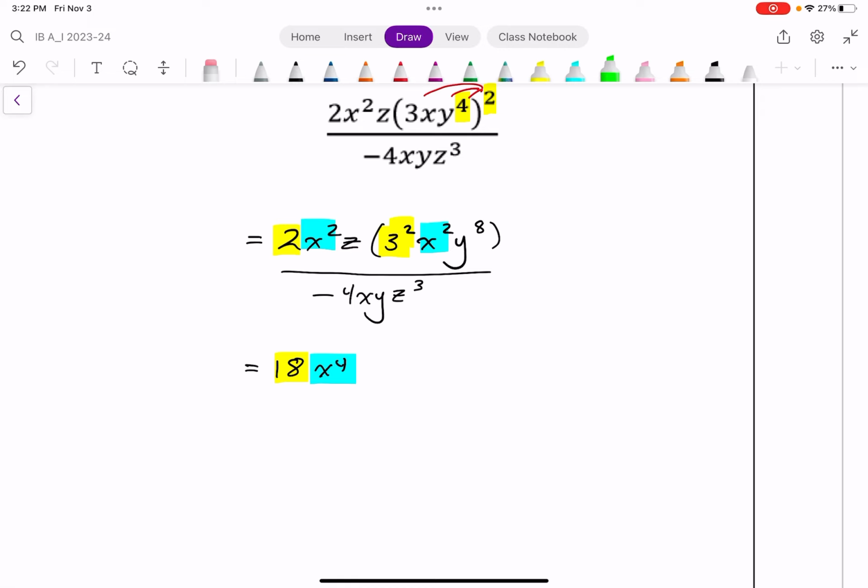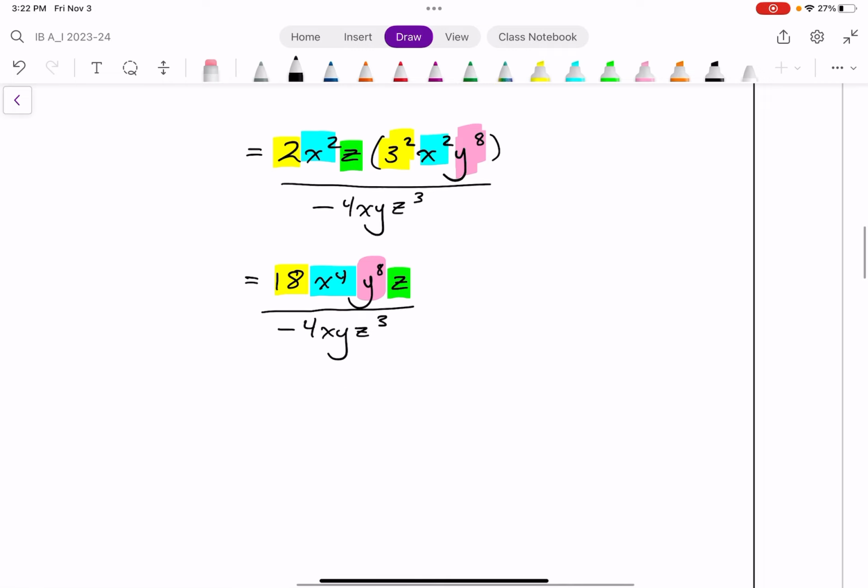I have a lonely z, which I'll get to in a bit. I like to be boring and go in alphabetical order, so I have y to the power of 8, and then my little lonely z. And finally, I'm now going to focus on my denominator, all this divided by negative 4xyz cubed.